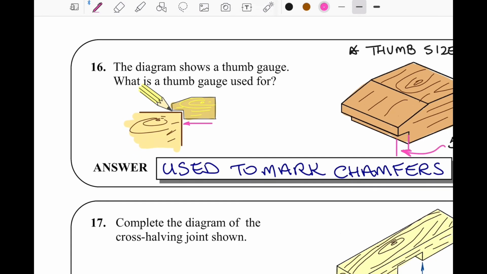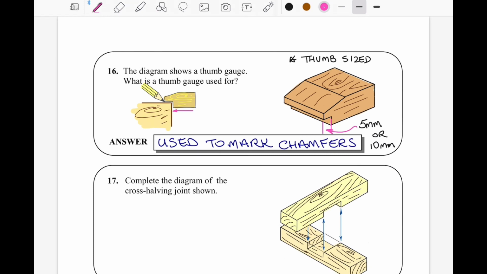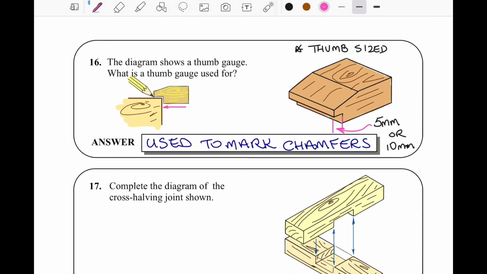You'd run your pencil just along the edge of the timber. And what it does is it draws you a line parallel to the edge of the timber, something similar to the marking gauge, only the marking gauge leaves behind an actual cut. This just puts in a pencil line. And what is it for then? Well, that is used to make chamfers.